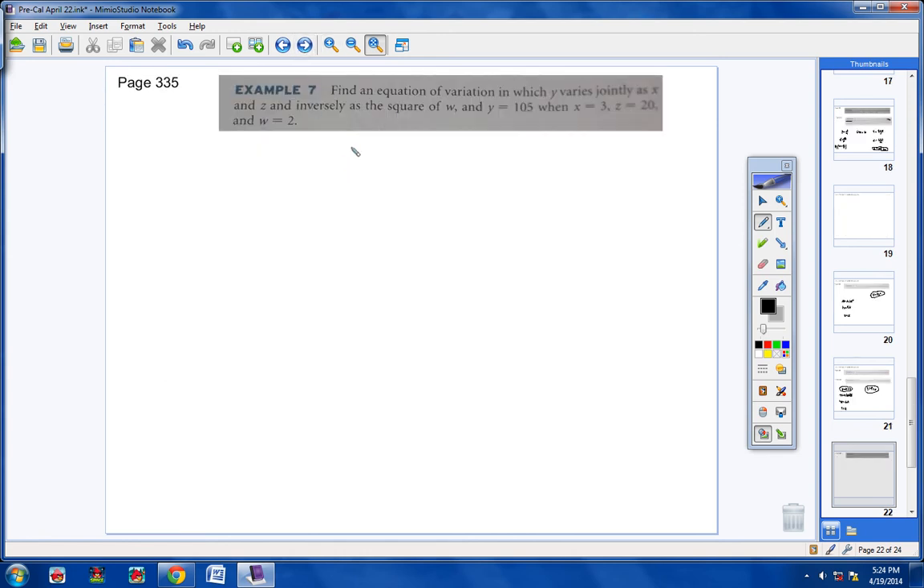Okay, 2 more problems. Find an equation of variation in which y varies jointly as x and z, and inversely as the square of w. So that means inversely means w is going to go in the bottom, and it's going to be squared.